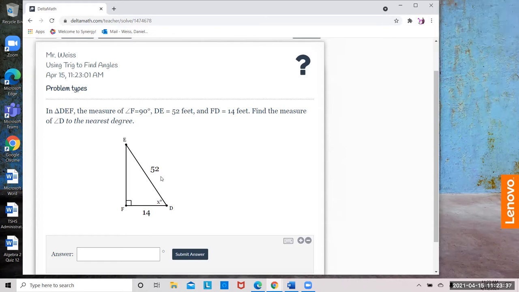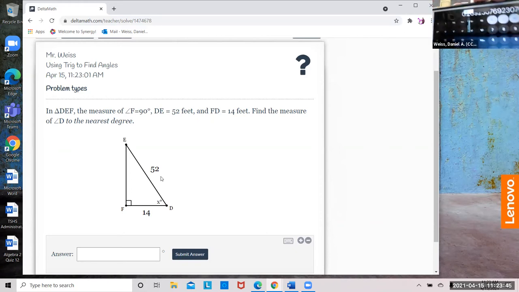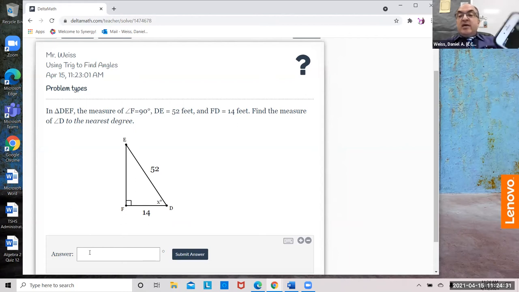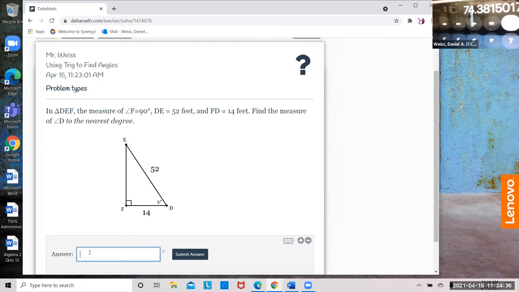So we're going to do adjacent over hypotenuse. On your calculator, you do 14 divided by 52. It equals. But this time we're using second, and we're going to use inverse cosine. Do cosine negative one, and you should get 74.38. Do I do that for all of these? Yes, all of them. It's just divide the two numbers, and then it's inverse, either sine, cosine, or tan. But this says to the nearest degree, so that's just going to be 74.